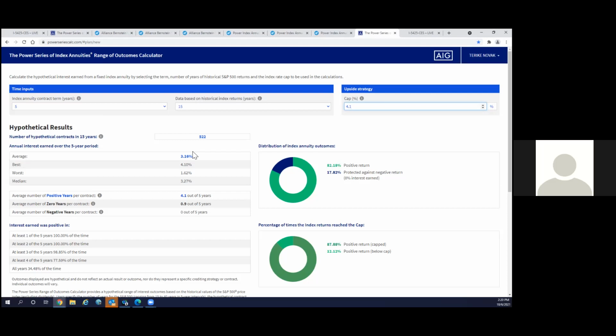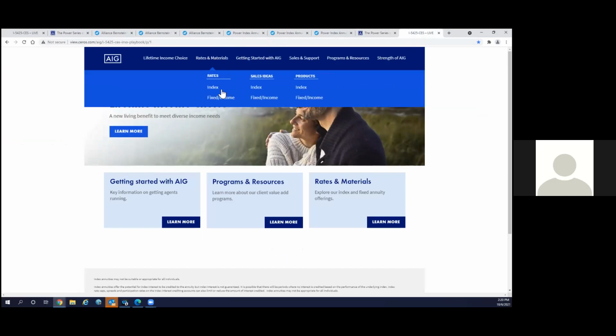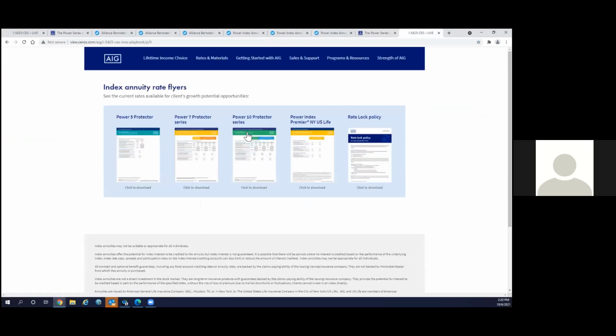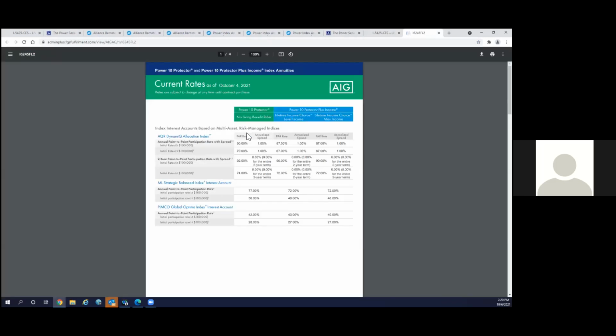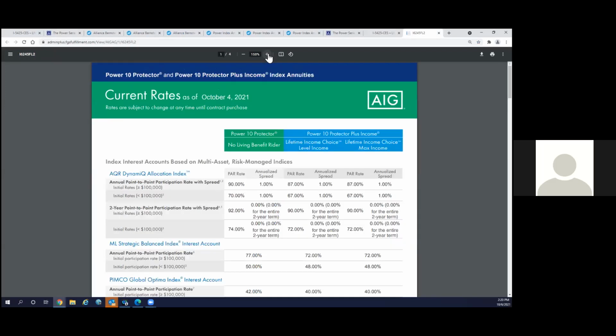Offer the fixed index annuity, either a 5-year, 7-year, or 10-year product, as that complement to the new 60-20-20 allocation portfolio. Keep in mind too, with the Merrill Lynch, PIMCO, and AQR strategies, we can find those strategies as we go into the rates and materials in our playbook and click on our index rates. We can see we can provide higher participation rates with our AQR strategies, our Merrill Lynch strategies, and PIMCO Global Optima index crediting strategies.